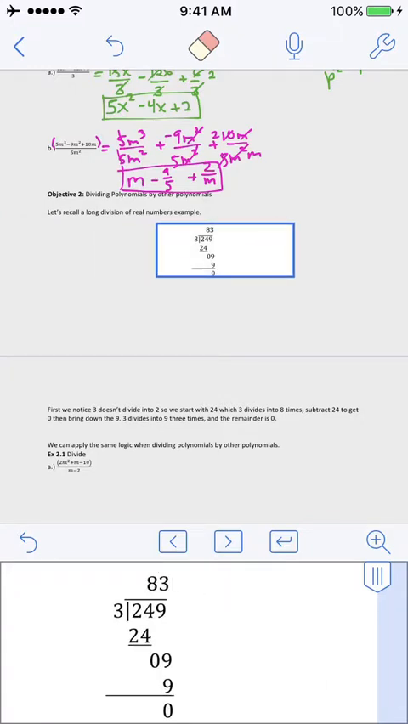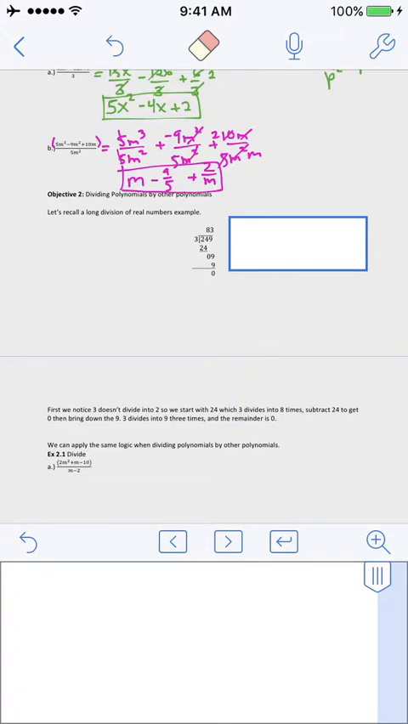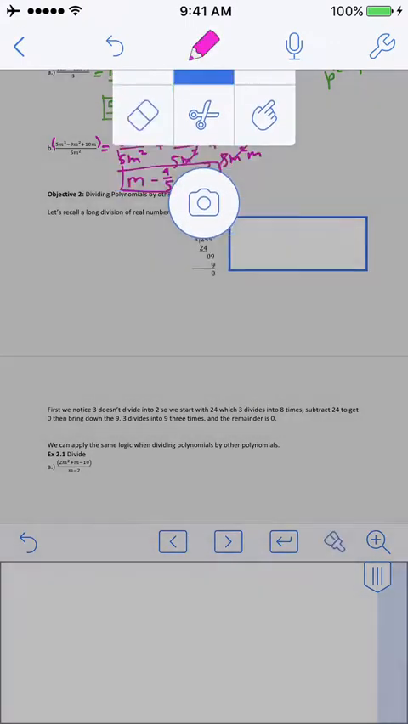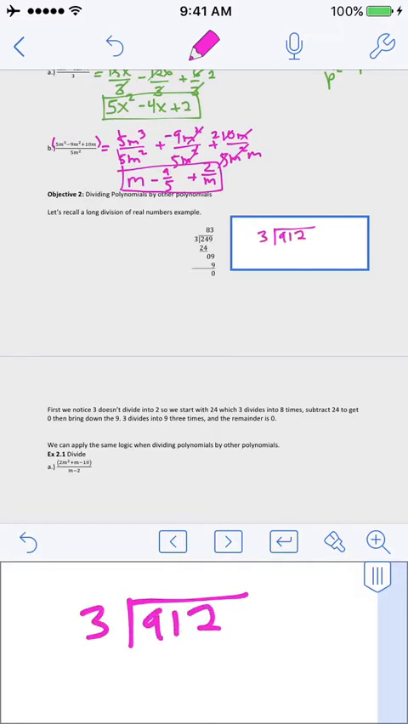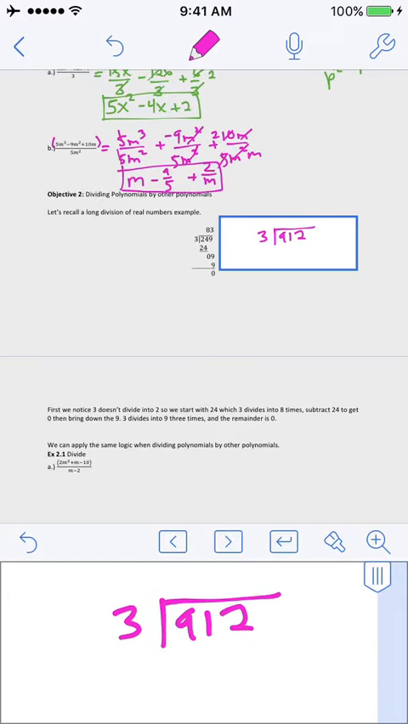240, well, so here they divided 249 by 3. We're going to do a different one. We're going to divide, let's see, let's do 360, no, let's not do 360. I'm trying to think of a number that goes evenly into 3. 912. We'll do 912 by 3. So let's divide 912 by 3.